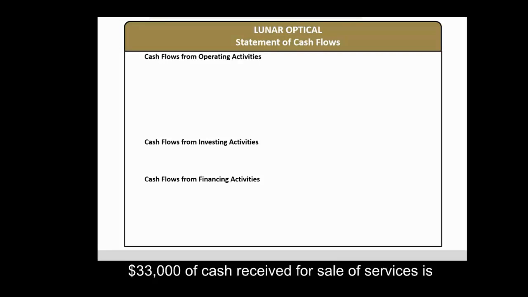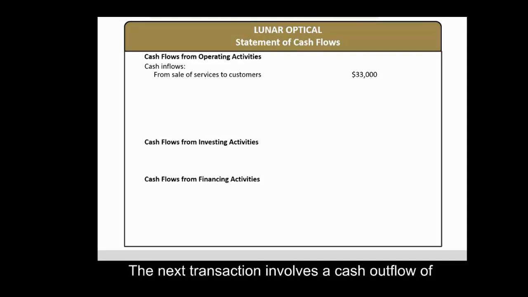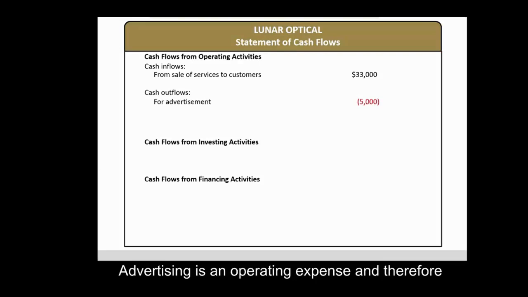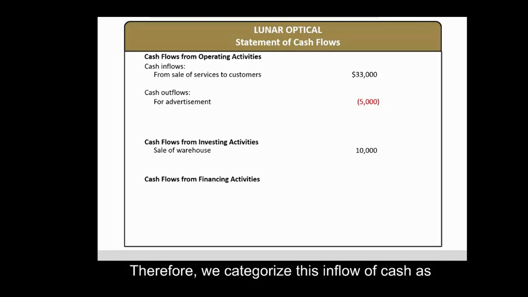$33,000 of cash received for sale of services is an operating activity involving revenues and is an inflow of cash. The next transaction involves a cash outflow of $5,000 for advertising. Advertising is an operating expense and therefore will be classified as an operating activity. In the next transaction, the company receives $10,000 cash by selling an unused warehouse. Remember that investing activities generally include cash transactions for the purchase and sale of investments and productive long-term assets.